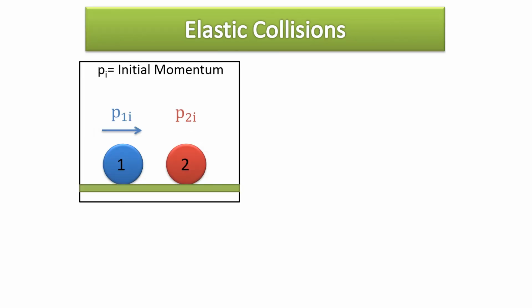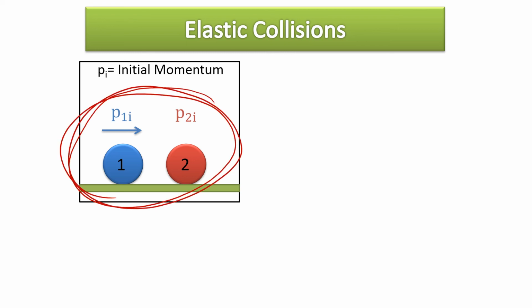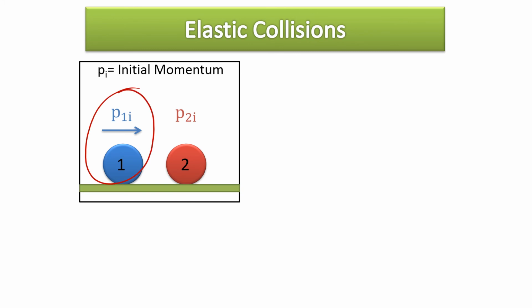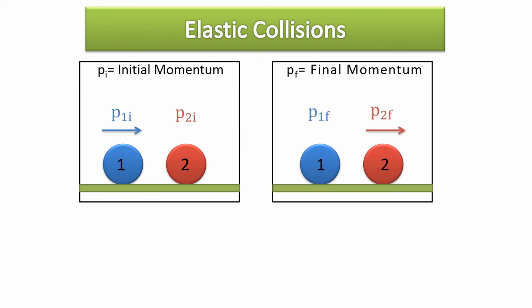Back to elastic collision. So here's the initial situation. All right, you have momentum for the system. So the momentum of the blue ball plus the momentum of the red ball together is the initial momentum of the system. And then there's a collision, and then they bounce off each other. So it looks like P1 comes to a rest, and all of the momentum is transferred to the red ball in this situation. So the initial momentum is equal to the final momentum.